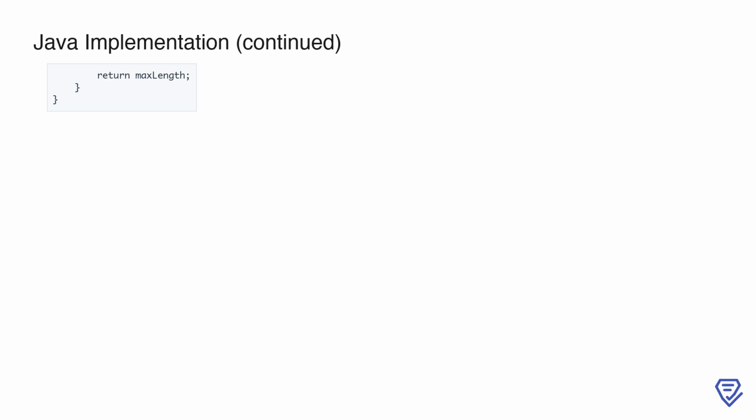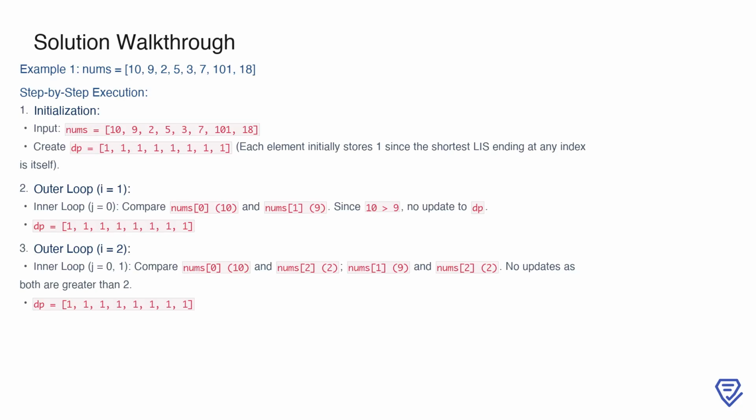To do this, we iterate through the DP array and track the maximum value in a variable called maxLength. Finally, we return maxLength as the result, which represents the length of the longest increasing subsequence. This approach ensures that we evaluate all possible subsequences and find the optimal solution efficiently, leveraging dynamic programming to optimize our calculations. We start with the example where nums is 10, 9, 2, 5, 3, 7, 101, 18.